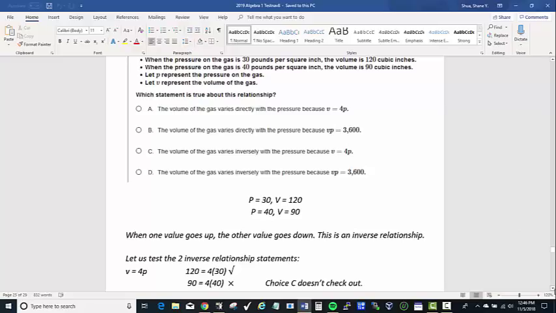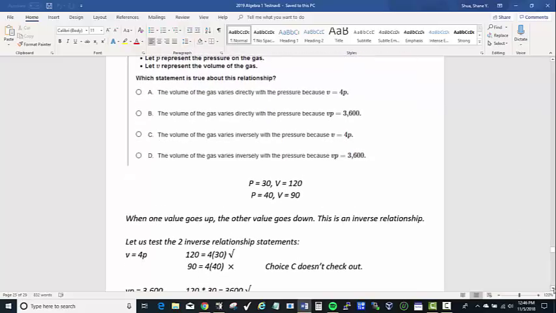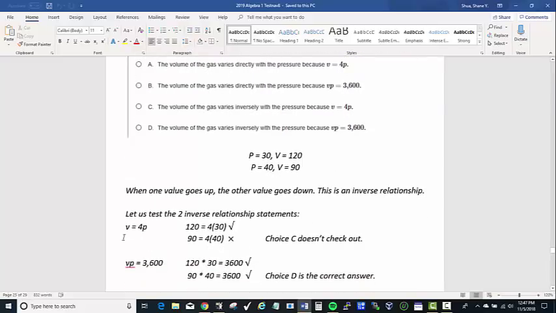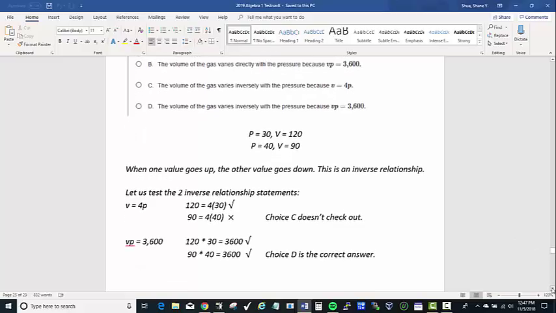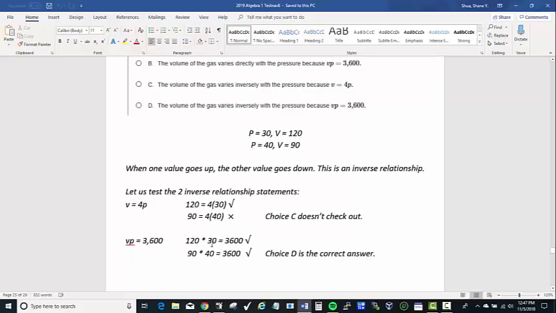So if we test the two, it says V equals 4 times P. Well, it works in the first case, but it doesn't work in the second case. Choice C does not check out. But VP equals 3600 checks out in both cases because 120 times 30 is 3600, and 90 times 40 is 3600. I get the same thing for both, so choice D is the correct answer once we identified that this was an inverse relationship.